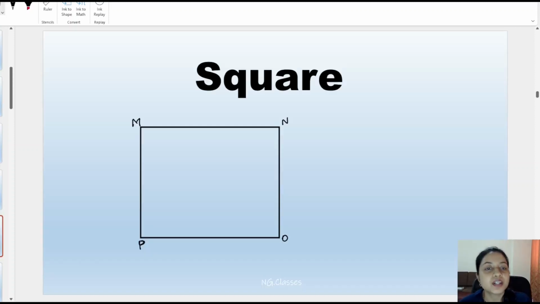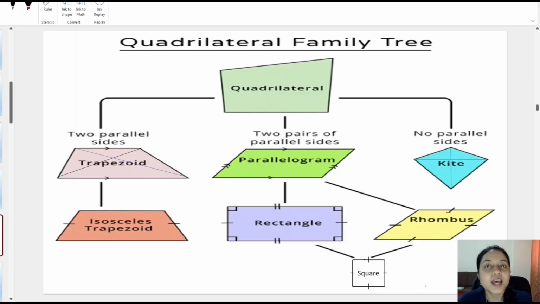So here we are having a square MNOP. As we know, all sides of a square are of same length. So here side PM, MN, NO and OP are of equal length, and also each interior angle of a square are of 90 degree, just like rectangle. Apart from these, it will follow all the properties of quadrilateral, parallelogram, rectangle and rhombus. Now let's discuss about last member from first generation, that is kite.